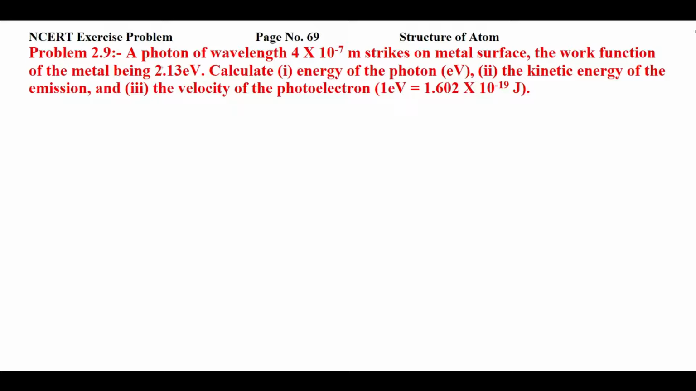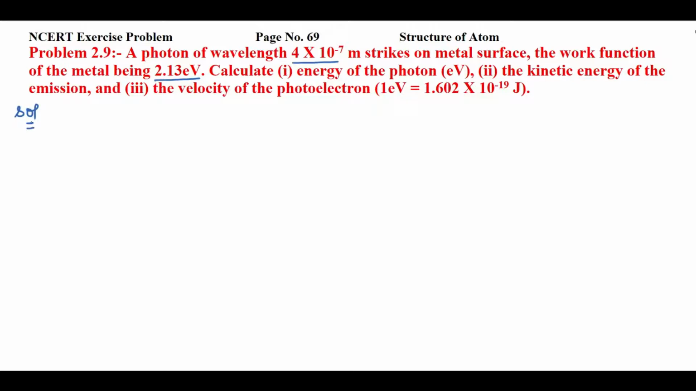Okay, so you have a photon whose wavelength is 4 × 10^-7 and it strikes on a metal surface, right? The minimum energy required to remove an electron, that is this photoelectron, is 2.13 electron volt, right? And this threshold energy is also known as work function. In this question, you have three parts. In the first part, you have to find the energy of the photon in electron volt. Second, you have to find the kinetic energy of the emission, and third, the velocity of the photoelectron, right? So we'll see our first problem.